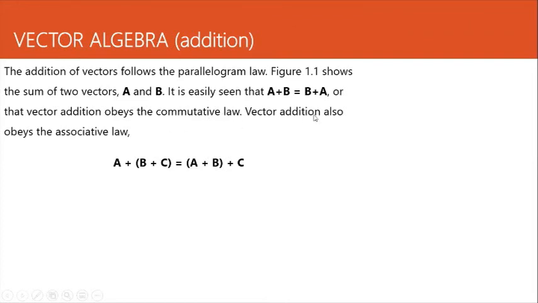Pag sinabi natin commutative law, katulad nito, vector addition also obeys the associative law. For example, A plus multiply times B plus C, then magiging equal lang siya sa A plus B, then plus C. Okay, lumipat lang siya. Or nagkameron ng associative law. Okay, that is the example for vector algebra addition.